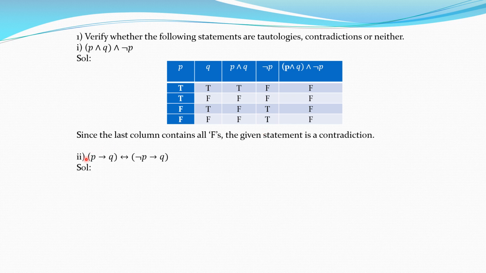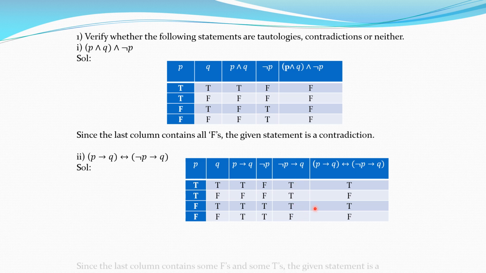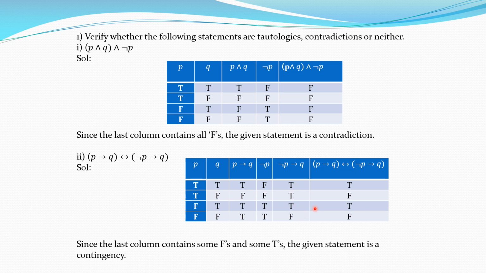Now, second is P implies Q, conjunction, negation P, implication Q. Again, there are two variables, so there will be four rows in the truth table. After preparing the truth table, we are getting in the last column T, F, T, F. So there are some T values and some F values. So this is neither tautology nor contradiction, but it is a contingency.